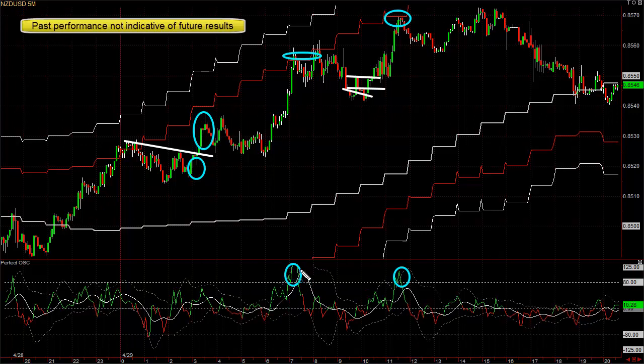When the perfect oscillator is showing an extreme here and here, you might want to get out of your trade. So if you had bought this little pullback here, or when it broke out, this is what your risk is. When it goes up to the upper bands and you see an extreme, you might want to get out of the trade.